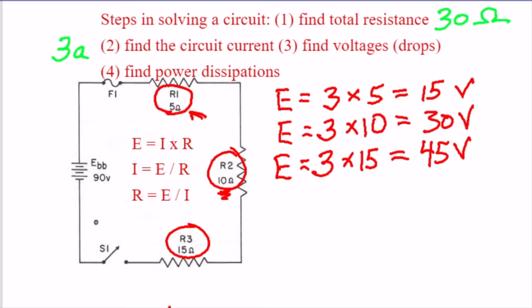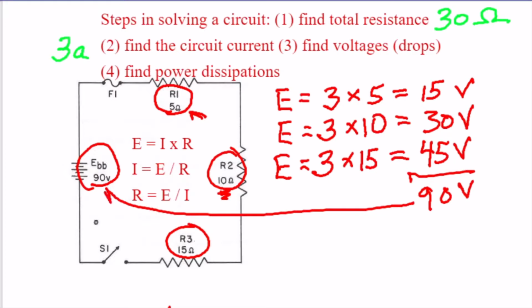At this point, you might be wondering, how do I know that this is correct? Well, in the case of the voltage drops, the total of the voltage drops around the circuit, in this case 15, 30, and 45, if you add those up, you're going to come up with 90 volts. And how about this, guys? That equals exactly what is coming out of our battery. So that's a test to see if you've done the math correctly.